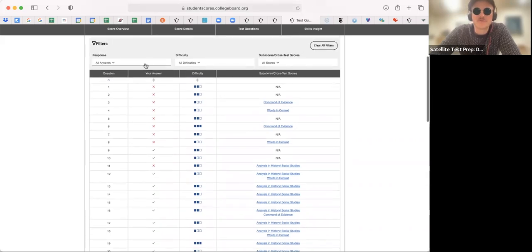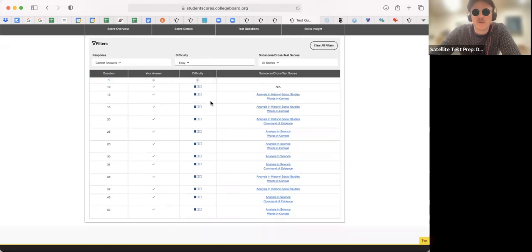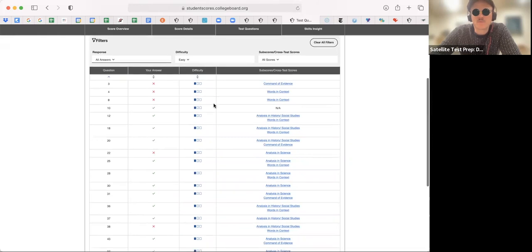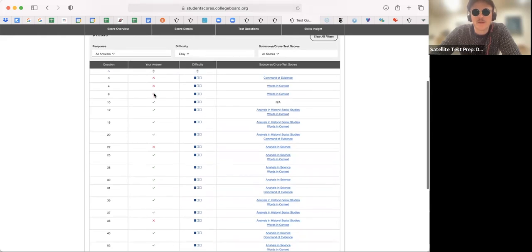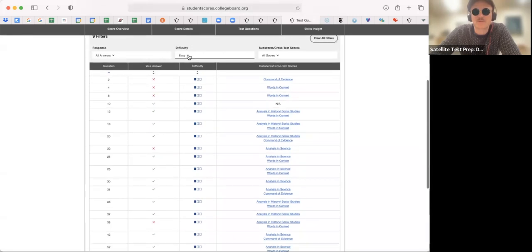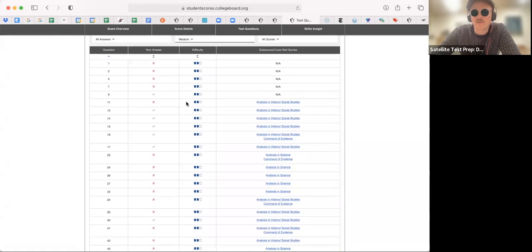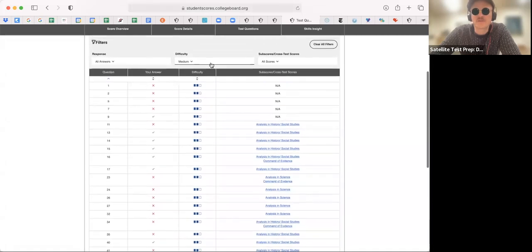You can also filter. You could say, I just want to see how many of the correct answers were easy, right? So that many. Or you could just say, how many of all of them, how many easy questions were there? And how many did I miss? You say, they missed 3, 4, 5 easy questions, right? How many medium questions did I miss? Click on medium and you see I missed a lot of medium questions, right? Cool. So you can do that for each section, right?